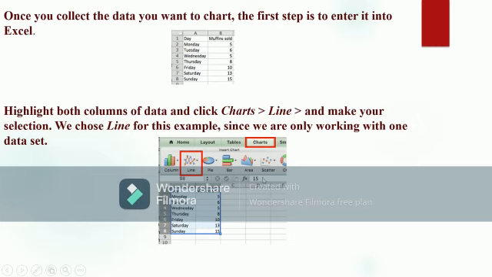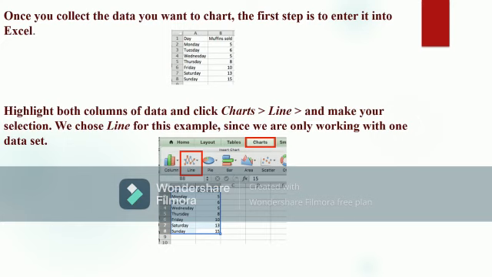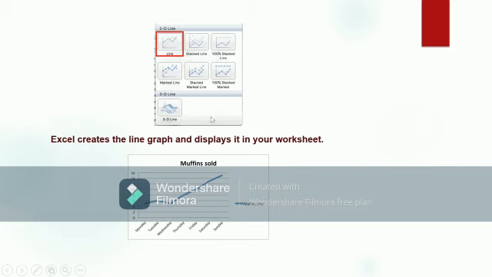Then next, after clicking that line chart, in this section, when you click this line chart you can see these options, means 2D line, 3D line, likewise many patterns are there. So what you want, you can select that particular type. Then after clicking this one, Excel creates the line graph and displays it in your worksheet. Where you are creating in the Excel sheet, you can get the output of this line.